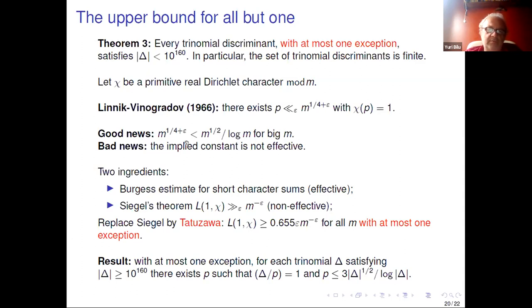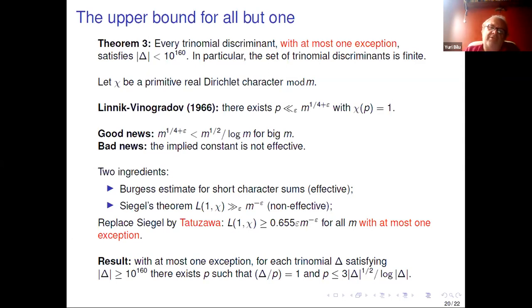But not so good news is that the implied constant, the constant implied by the Vinogradov notation, which depends on epsilon, is not effective. Why? The proof of this result involves two main ingredients: the estimates for short character sums, Burgess, which are totally effective, and Siegel's theorem, the lower bound for the L-function at one, and this is known to be non-effective.